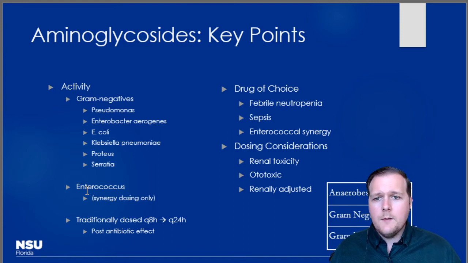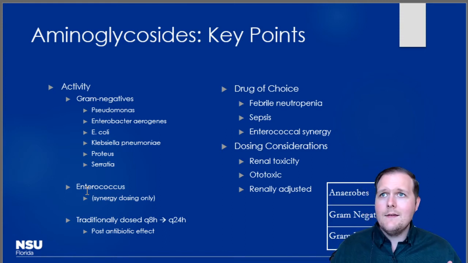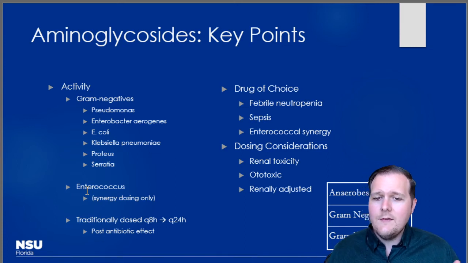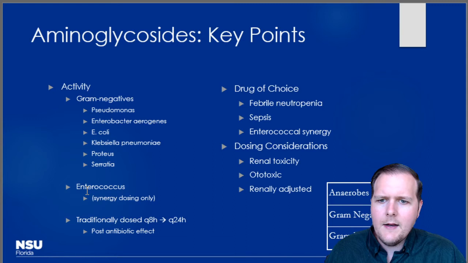What do we use this for? I like to use them for things like febrile neutropenia. So if you have someone who has, say, cancer, for instance, and they've received chemotherapy causing them to be neutropenic, or if they have HIV, for instance, that has depleted their white blood cell count, things like that. Or if someone's coming in, say, from the nursing home and they're septic, different things like that, this is going to be a good use for the aminoglycosides.